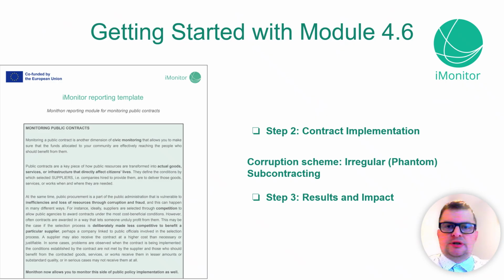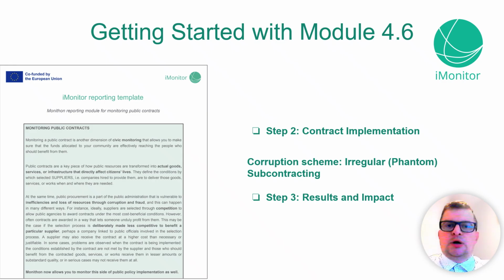So let's start with the reporting template. This webinar is designed to guide you through the monitoring process in a clear and structured way. It follows the same logic as the report for monitoring projects. The reporting template is divided into 3 steps. Step 1 is the desk analysis. This is where we review the contract information and spot potential corruption risks. Step 2 focuses on contract implementation, checking whether the project is being carried out as promised on the ground. And step 3 looks at results and impact, evaluating whether the outcomes match the objectives and serve the public interest.